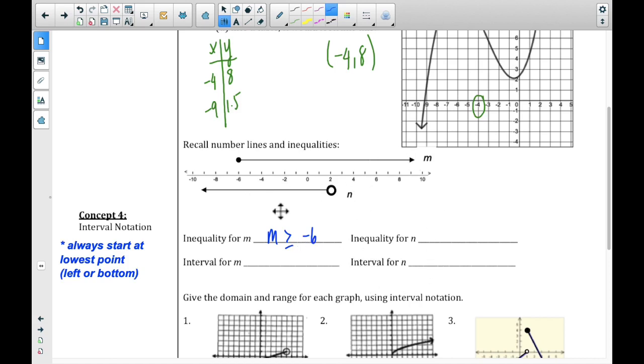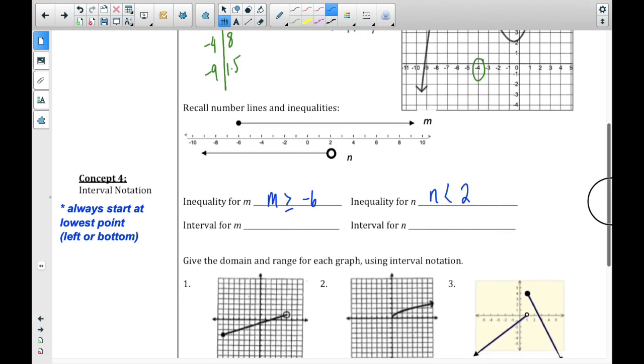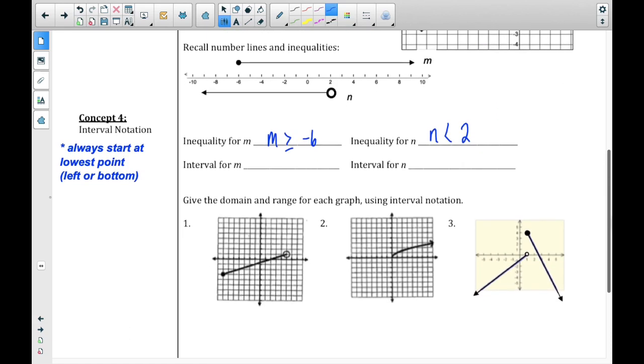If we look at the n, the bottom one, then we would say n is less than 2. And this time it's an open dot, and since it's an open dot, we do not have an equals, but it's everything that's less than 2. N is everything that's less than 2. Okay, that you should know and remember from middle school or maybe even elementary school.